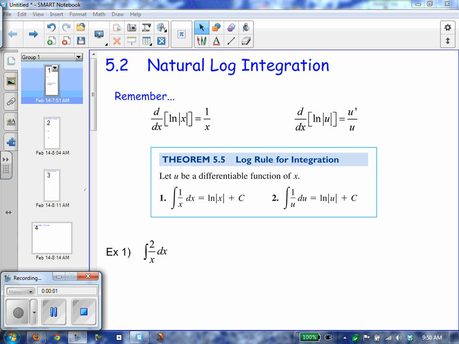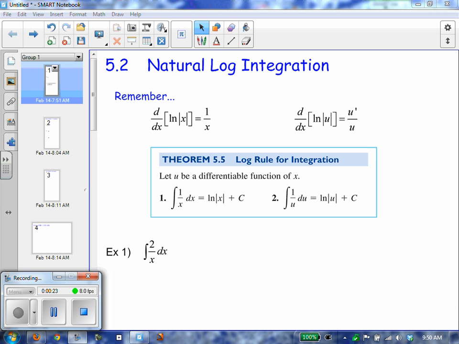All right, natural log integration. Oh, fun. All right, so you got to remember the derivatives. When I teach these, I typically teach them so that they go back to back, so there's not a whole lot to remember because you just had it like 2 days ago. But for you guys, when was the last time that you did integration of natural logs?